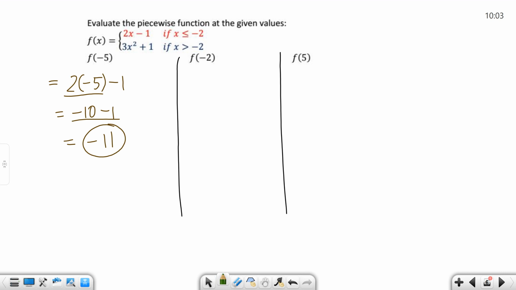And then f of -2. Is -2 greater than -2? No, so we can't use this one. Okay, and here, yes, it's equal to, right? So use this one right here. So again, we're going to use what?